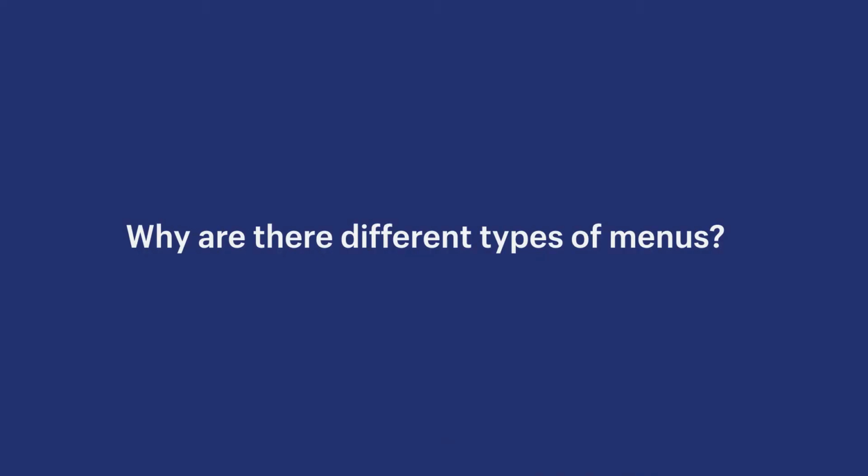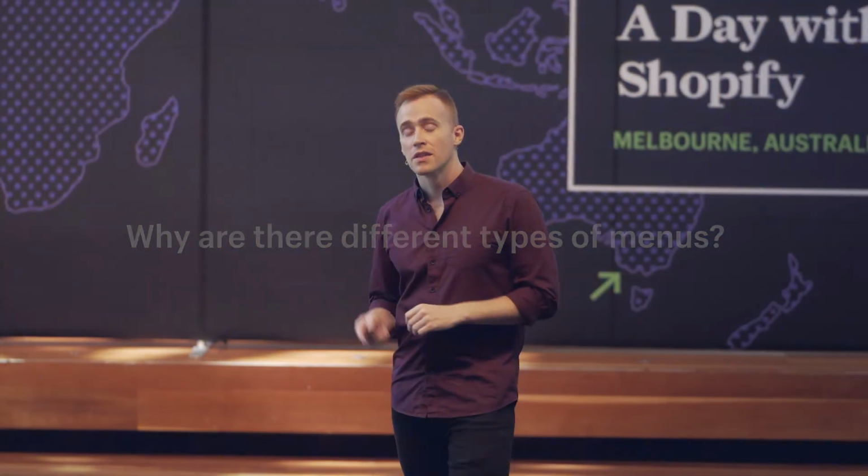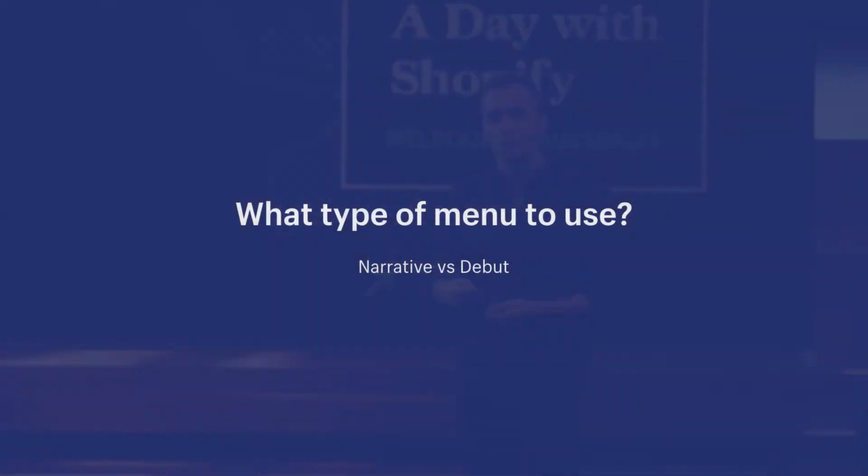When we look at menu systems, they come in a lot of forms. There's accordions, there's flyout menus, there's sequential menus, there's entire screen takeovers. This raises the question of why there are so many different menu types. The short answer is because there's no one best menu type. The context determines what's best, and to explore what an example of a best menu based on the context looks like, we're going to use Narrative versus Debut, two free Shopify themes, as a case study.